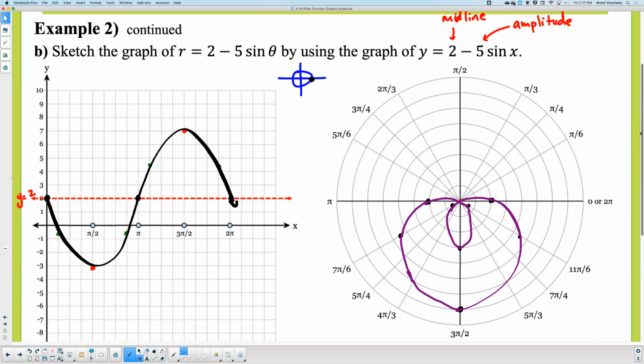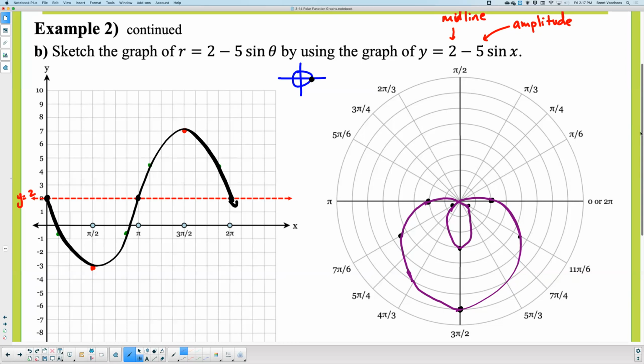What is sine's minimum again? What is sine's minimum? Negative how much? -1. So it became 2 minus 5 times -1. That becomes a positive 5. What's 2 plus 5? 7.